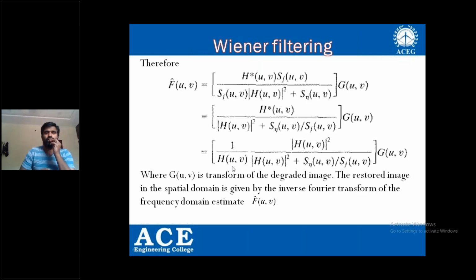So that is, if no noise component is available, the Wiener filter also acts as an inverse filter, right? Here G of u comma v is the transform of the degraded image. The restored image in the spatial domain is given by the inverse Fourier transform of the estimate, that is F cap of u comma v. After F cap of u comma v is calculated, by applying the inverse Fourier transform you can find the estimate, that is small f cap. Our ultimate goal is small f cap of x comma y, right?